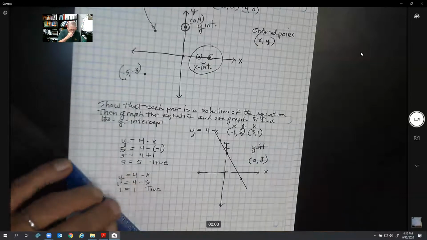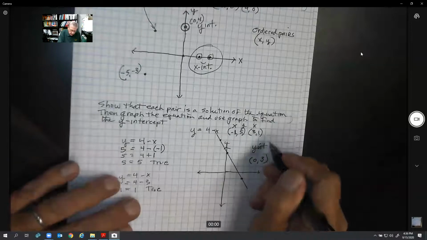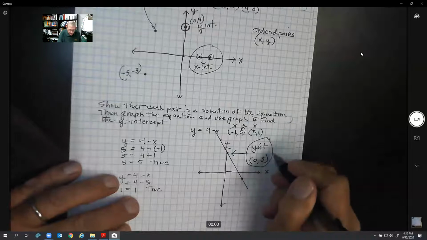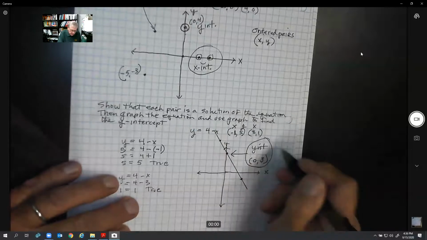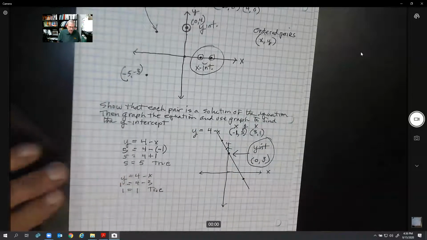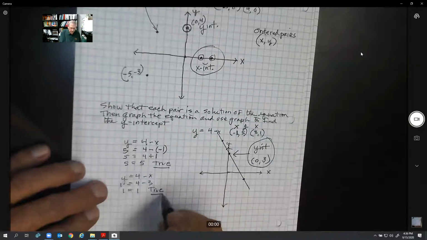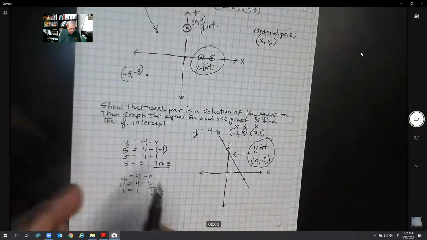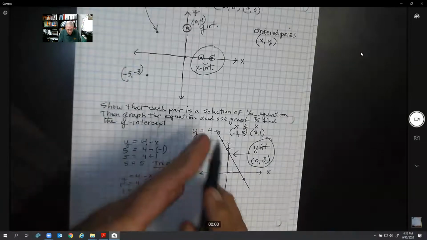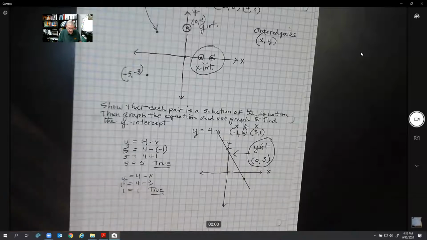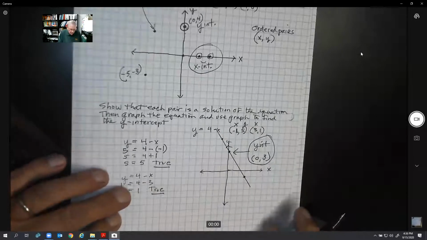for y. So it says graph and find the y-intercept. We found it right there. And we want to label it too. Probably should say graph and label. So we want to make sure that we found it. So these were true, and we found all the directions. We checked them out. We drew the graph. And we found the y-intercept. And we identified it, so somebody else could find it.